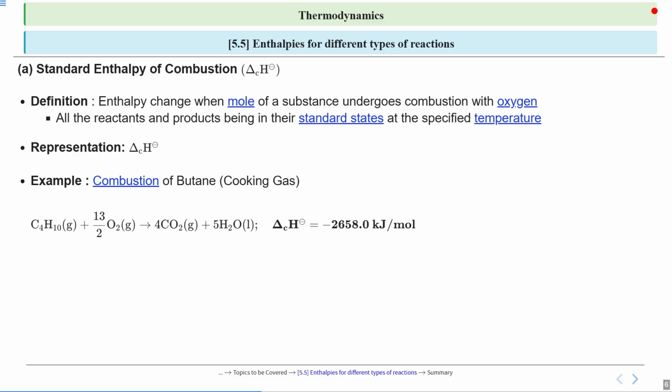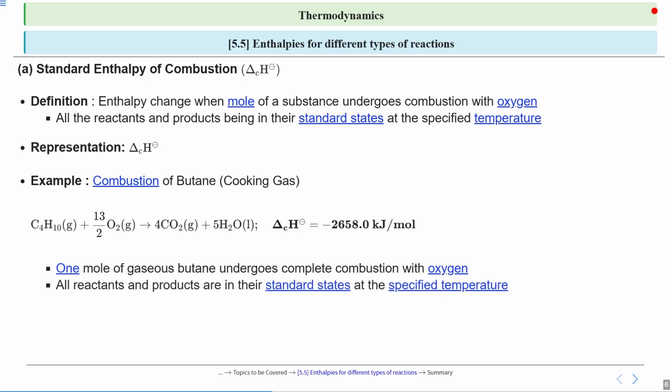So three things are verified from it. What are those things? First is, we are getting the combustion for 1 mole of gaseous butane. You can see that the butane has a coefficient of 1. So this is a strong requirement for the standard condition that your combustion should take place for 1 mole. Then the second thing is that all your reactants and products, if you look at the butane, if you look at the oxygen, then they are present in their standard state, which is gaseous.